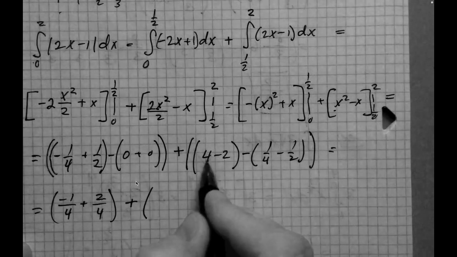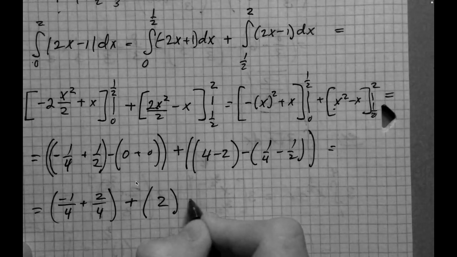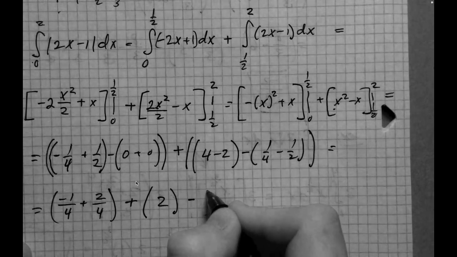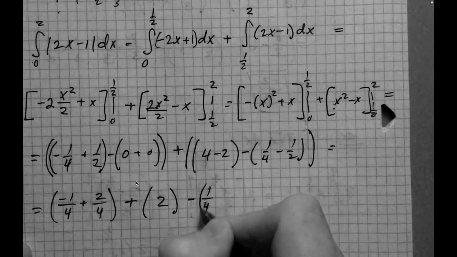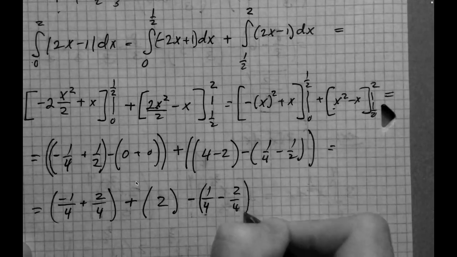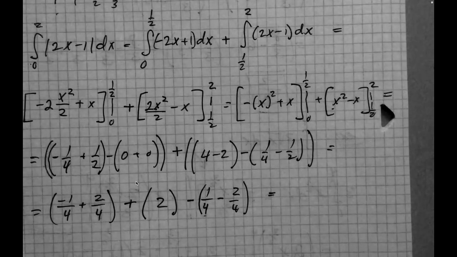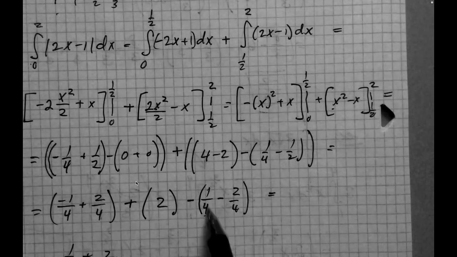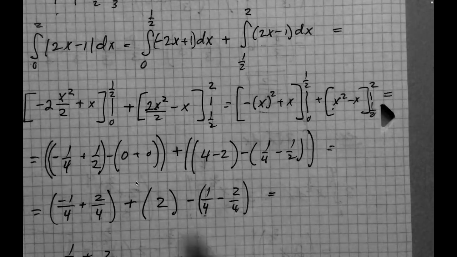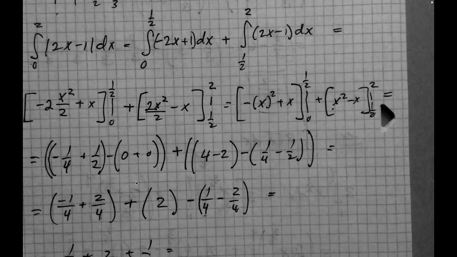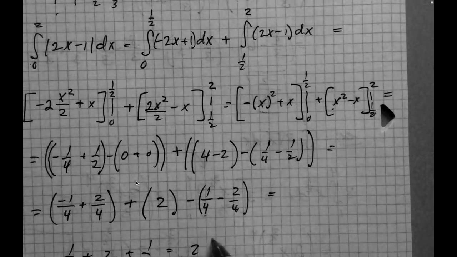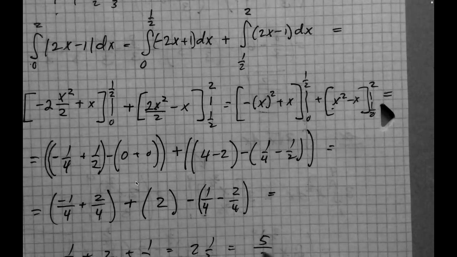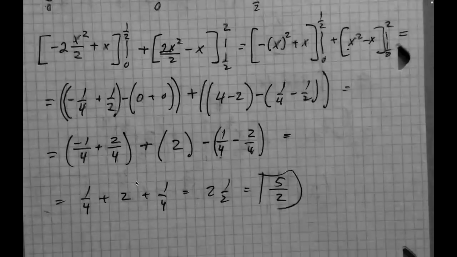Then over here I've got 4 minus 2, which is 2. And then minus 1/4 minus 2/4. Okay, so up here I've got 1/4 plus 2, and then this will be 1/4 minus 2/4, so minus 1/4, but it'll actually end up being plus, so plus another 1/4. Okay, and so this would be like 2.5, otherwise known as, I think, better written as 5/2. Okay, so there you get to the 5/2.